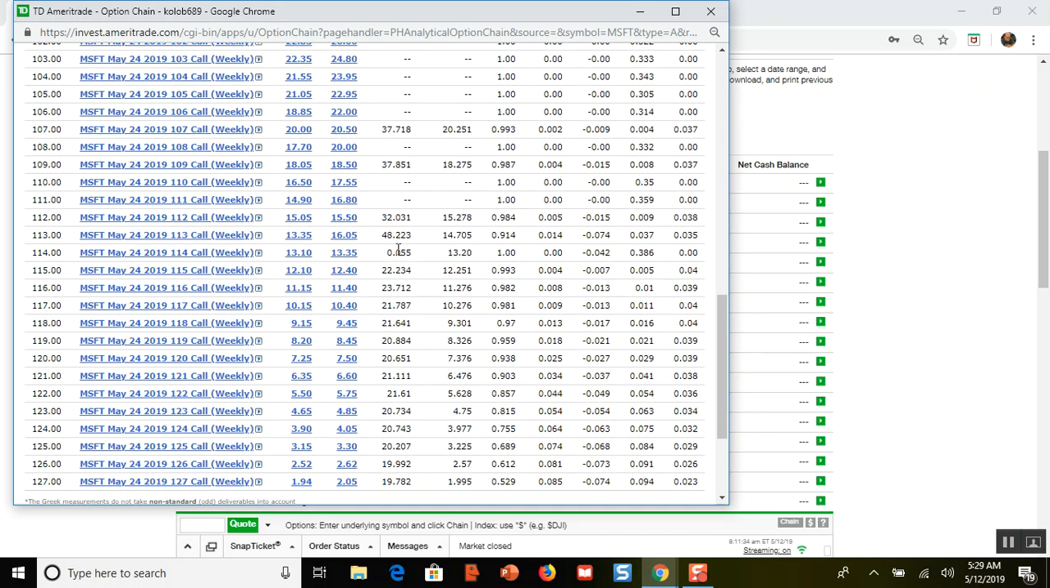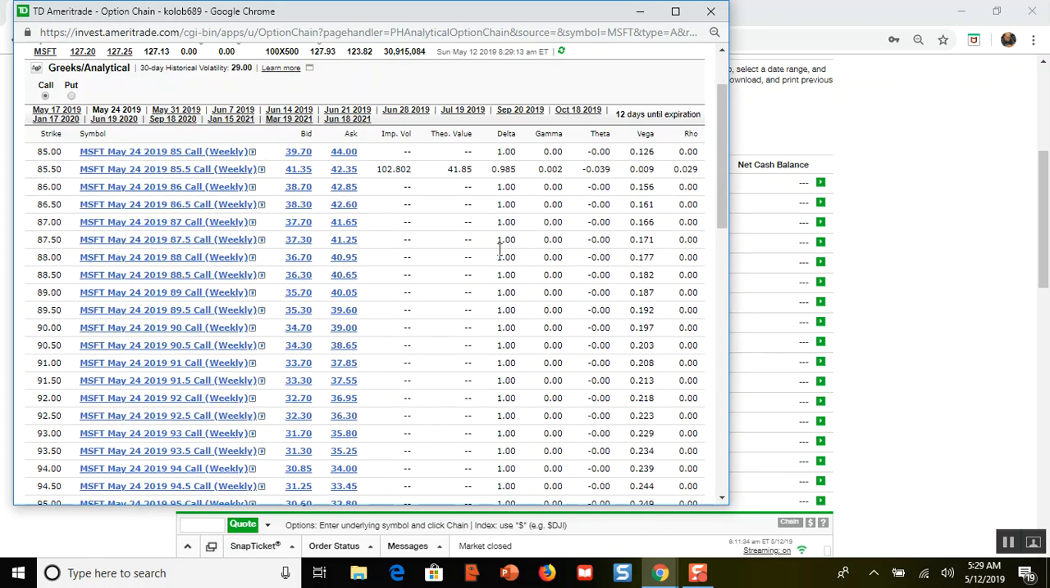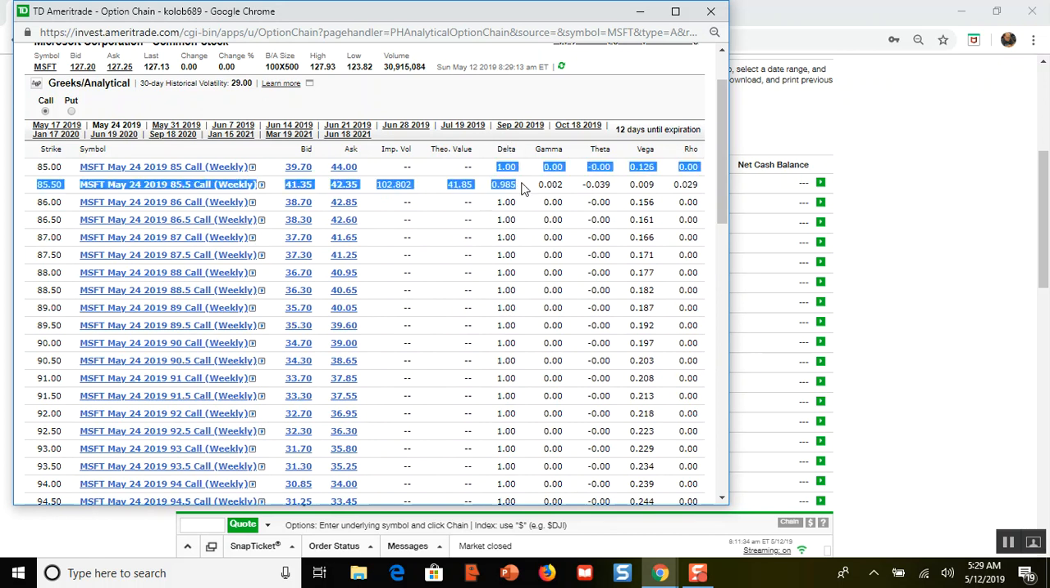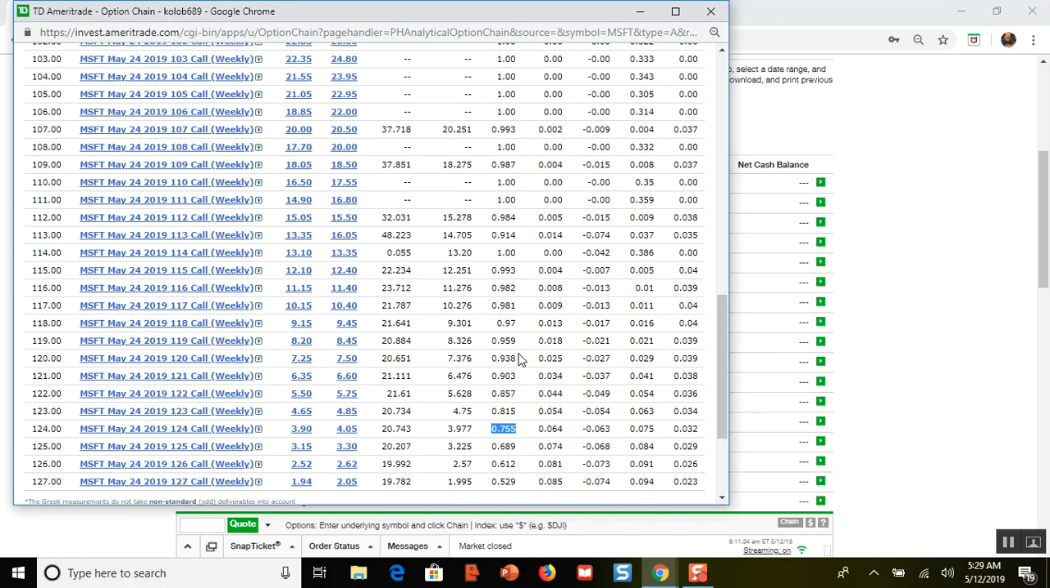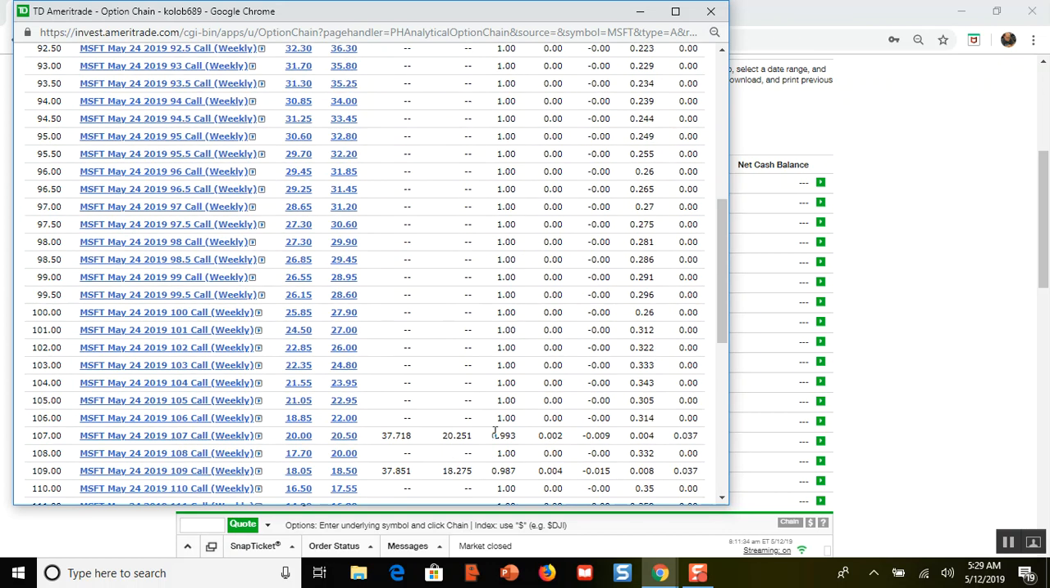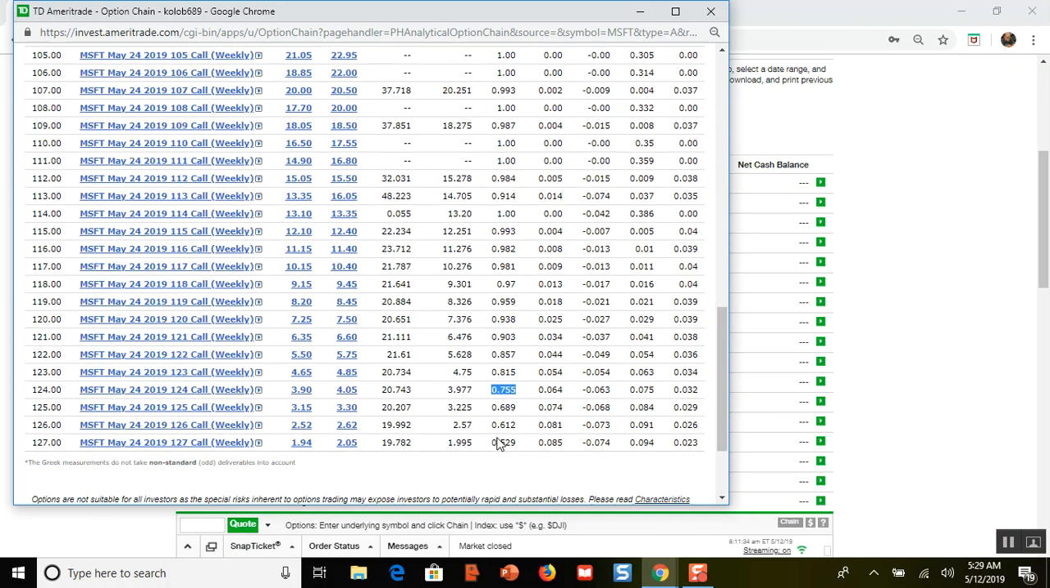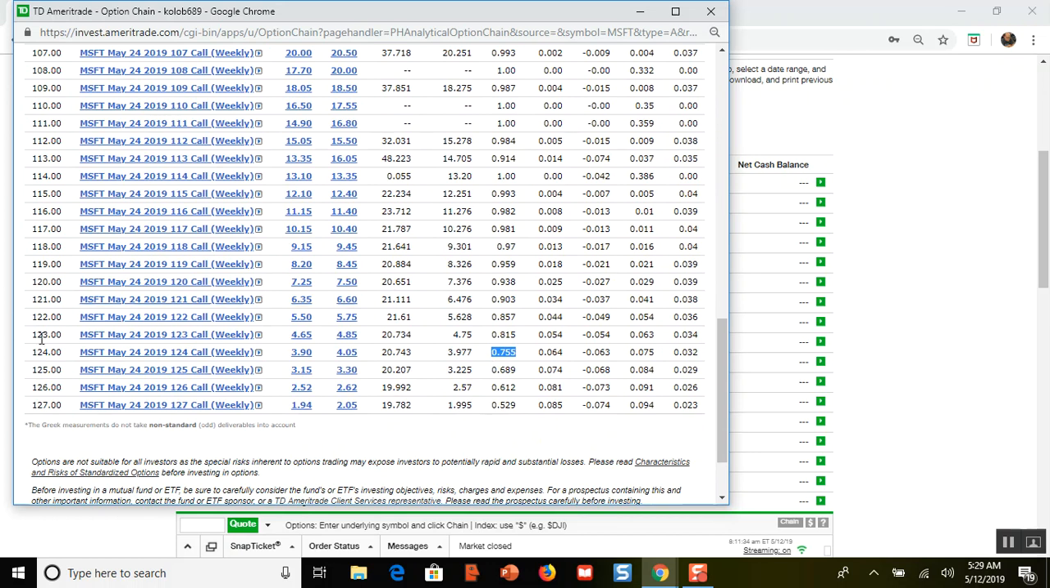And let's see where we can find a 75 delta here. So this is the delta column right there. And so where do we find a 75 delta? We have to go all the way to $124. So what strike price are you going to sell to open to try to equalize that 75 delta? It would have to be a 105, 120. That's what, $19 out of the money.